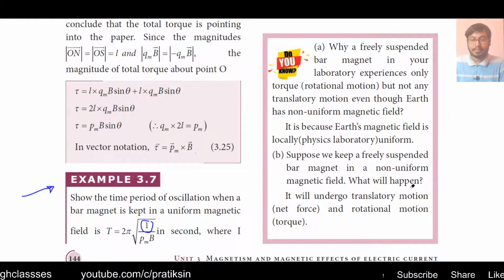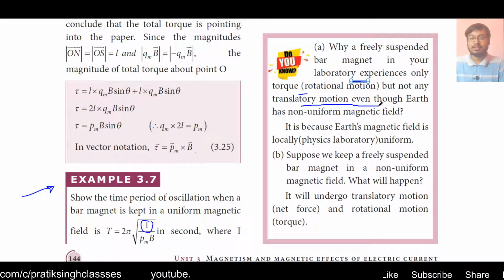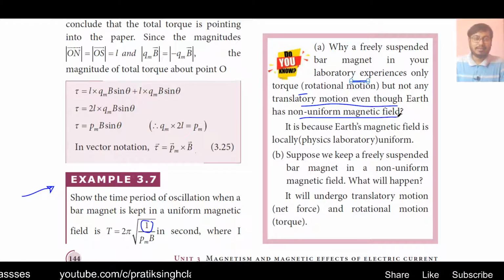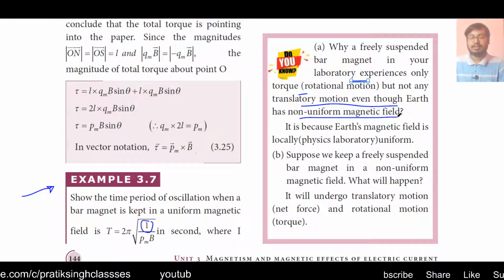Moving forward, do you know why a freely suspended bar magnet in your laboratory experiences only torque but not any translatory motion, even though Earth has a non-uniform magnetic field? It is because at the local level, when we select a very small area compared to the total surface area of the Earth, the area of your school is negligible. So under that area, the magnetic field of the Earth is taken as uniform. So it is because Earth's magnetic field is locally uniform.